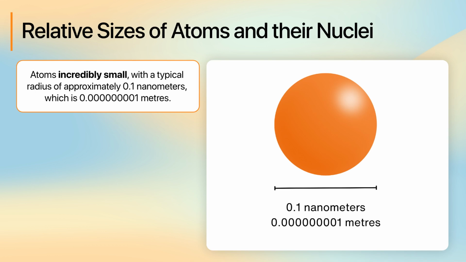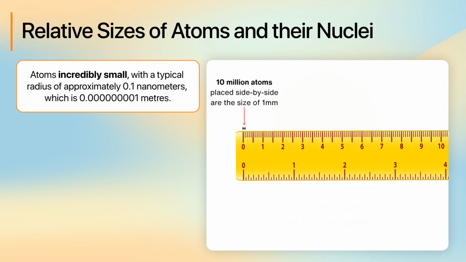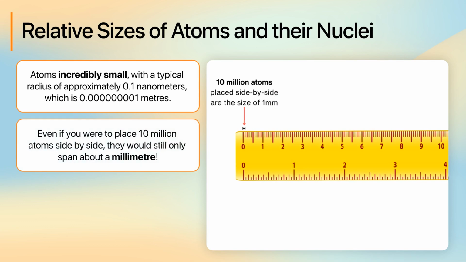Atoms are incredibly small, with a typical radius of approximately 0.1 nanometers, which is 0.0000000001 meters. To put this into perspective, even if you were to place 10 million atoms side by side, they would still only span about a millimeter.